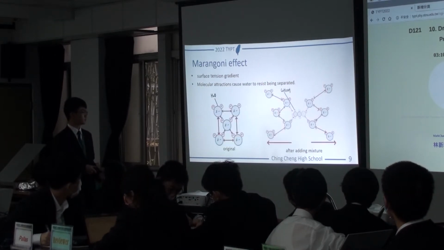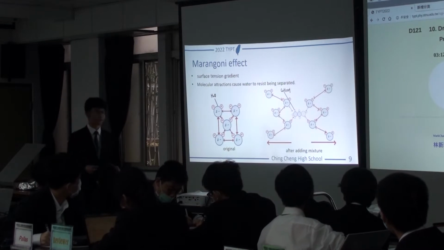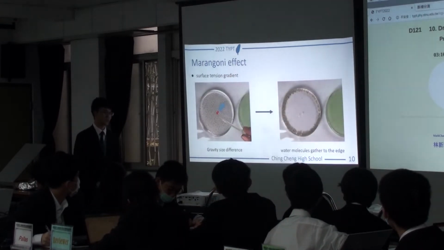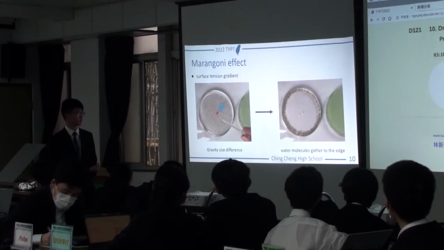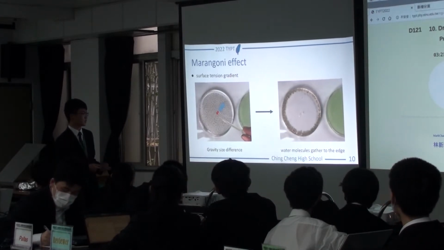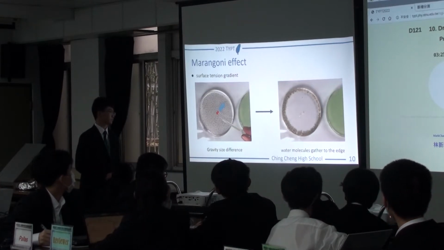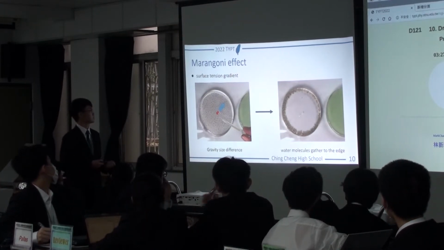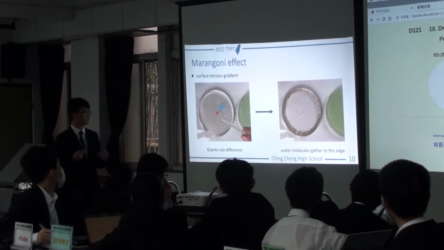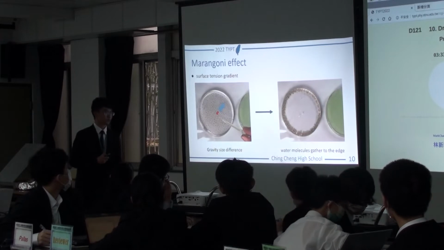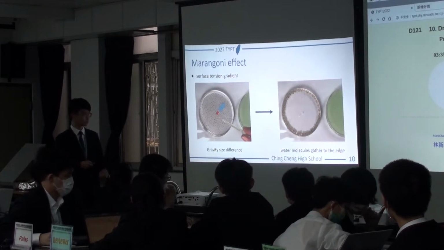And there are two pictures of before and after adding a mixture. And here we take a more obvious example. You can see that all the papers will gather to the edge, and this is because a drop of solid water in the center will have a lower surface tension.